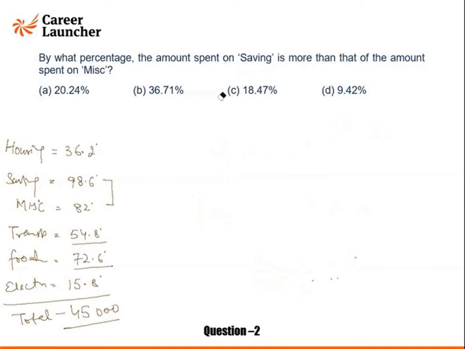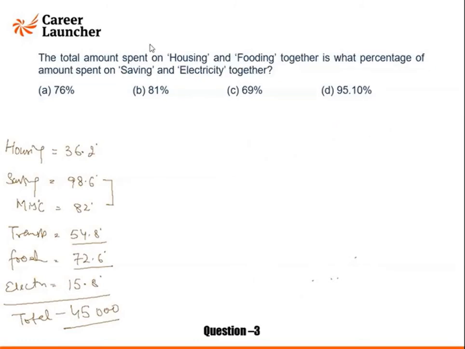Okay, now let's move to question number 3. The question says, the total amount spent on housing and fooding. So housing is 36.2, fooding is 72.6. So the sum of these will be 108.8. Is what percentage of the amount spent on saving and electricity?